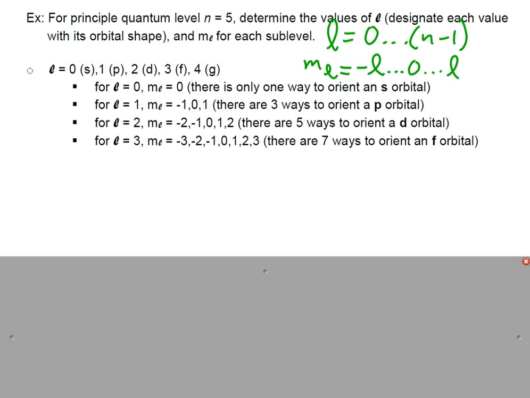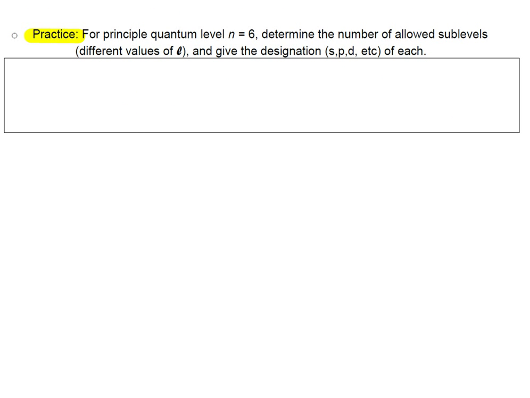Let's go to our first practice problem. For this problem, what I would like you to do is, using n equal to 6, determine the possibilities for l. And please label whether they are s, p, d, f, g, h. Okay? Go ahead and pause the video now, solve this, and then press play, and I'm going to solve it here.